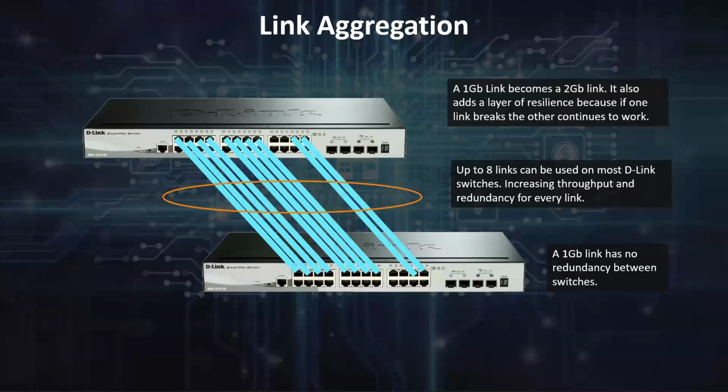We can add more cable connections. We can add up to 8 on some of these devices. And what that would be done is put into what is called a LAG group, which is link aggregation group. So I've done a group here of 8 links, that is an 8 gigabit connection between those devices. Okay.